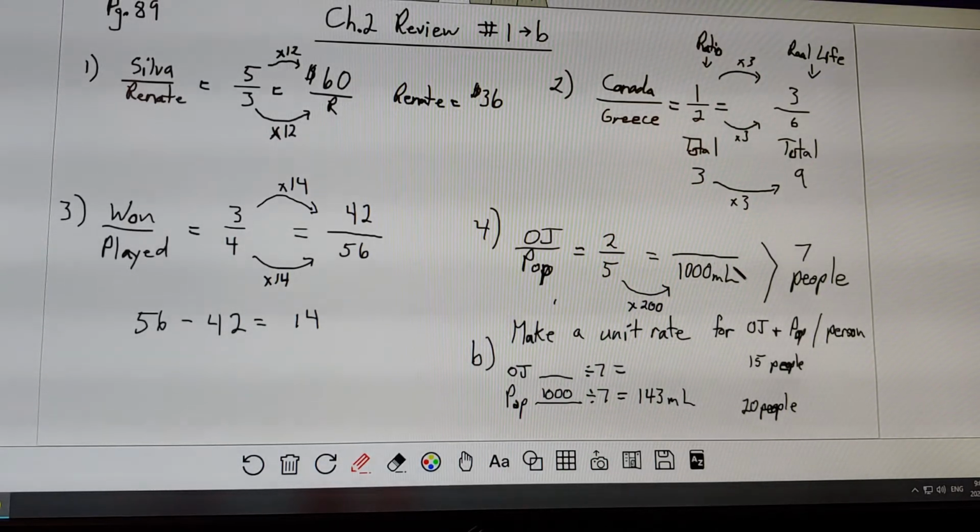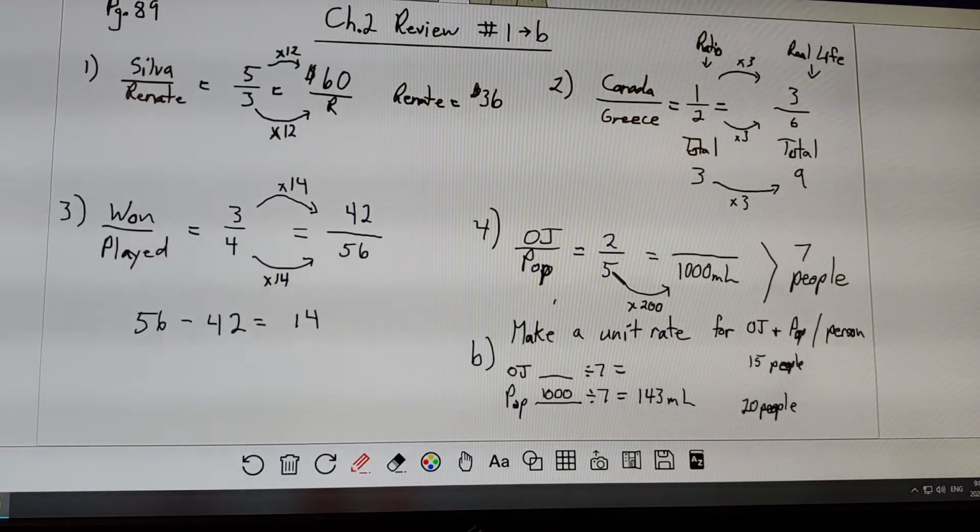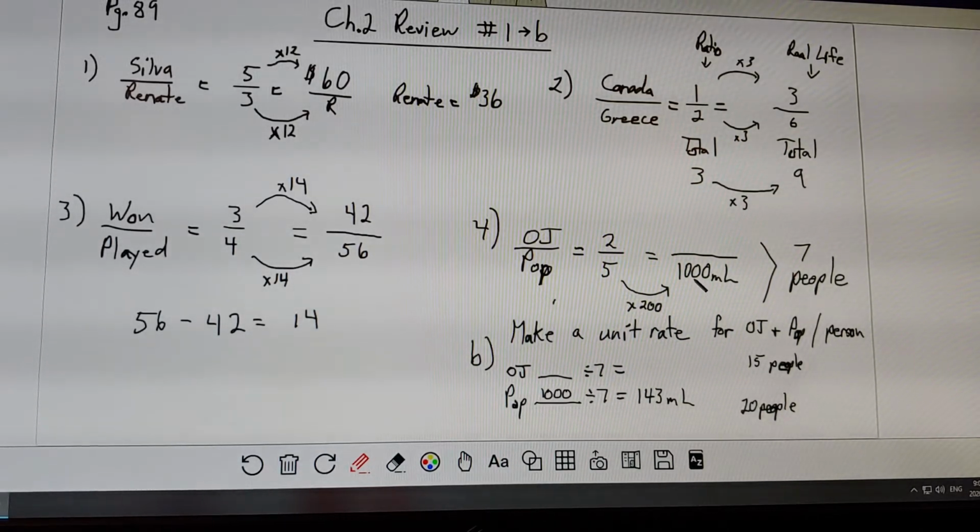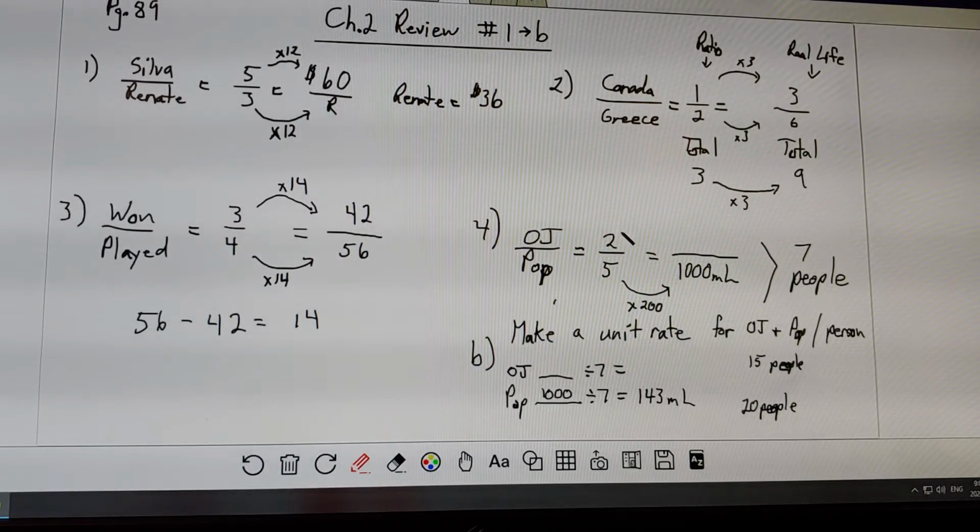1 liter, I changed to milliliters. Because if I had it like this, we'd be doing 5. What do we do to 5 to get it to be 1? Well, I divide by 5. I could do 2 divided by 5, but then I'm getting a decimal number.